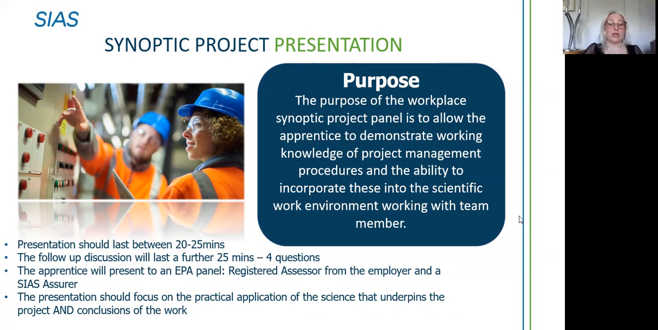Okay, so the project happens in full in the last year. The apprentice then puts together the summary report, 3,000 words, that encompasses the whole of the project and is submitted to us after gateway, 2 weeks before the assessment date. And then on the actual assessment date, we are looking to go through their presentation, and their presentation should focus on the application of the science that underpins the project and then the conclusion of that project.